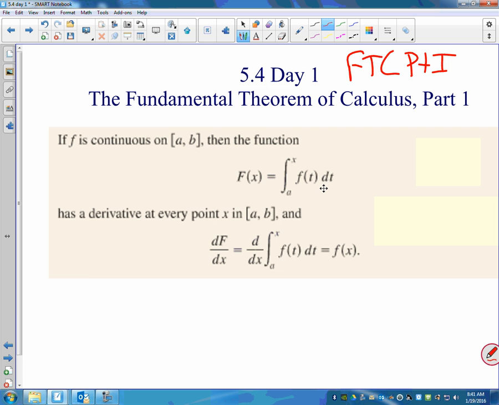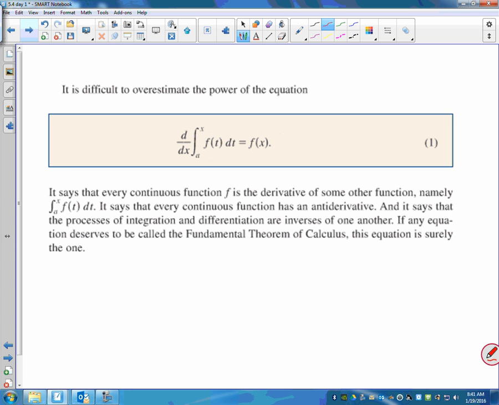So I think I didn't put the next slide on there. Maybe. Oh, I did put it on there. I think it's really important to read this because you kind of look at it and you're like, yeah, the derivative and the integral cancel each other out. But it says everything that this little statement says that you just wrote out.